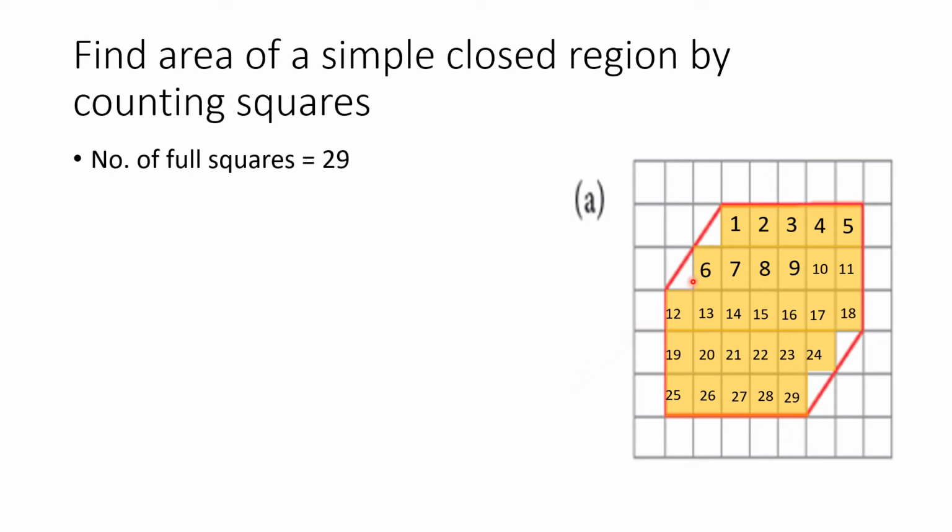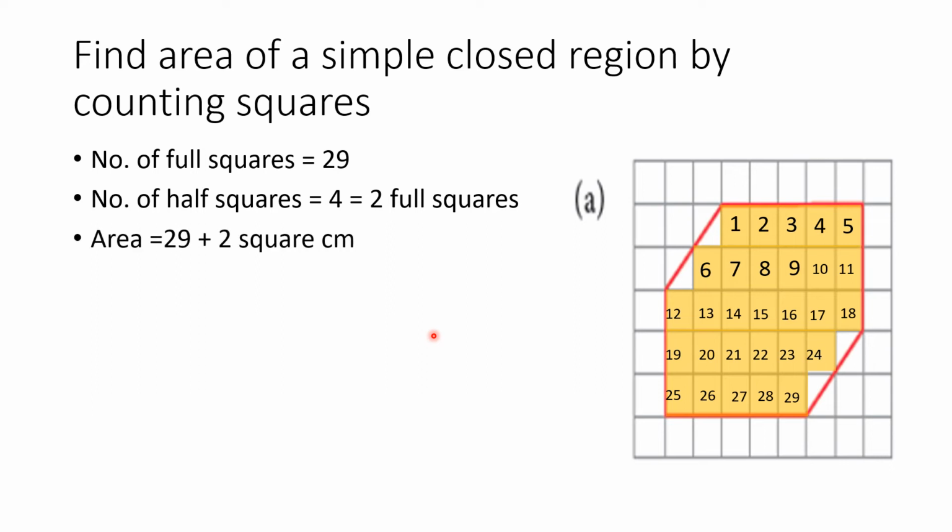Now here are 4 half squares. 1, 2, 3, 4. They are exactly half squares and they are 4. And we know that 2 half squares will be treated as 1 full square. That's why we can say that number of half squares equals 4, which equals 2 full squares. So total area equals 29 plus 2 square centimeters. That equals 31 square centimeters.